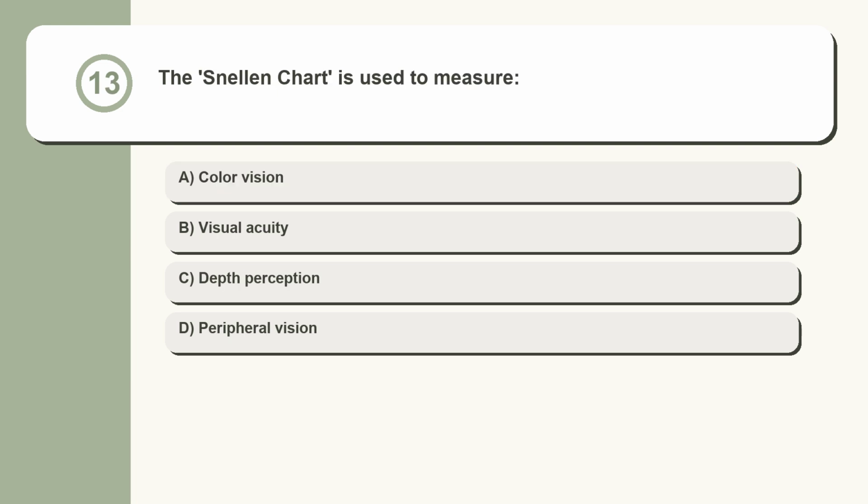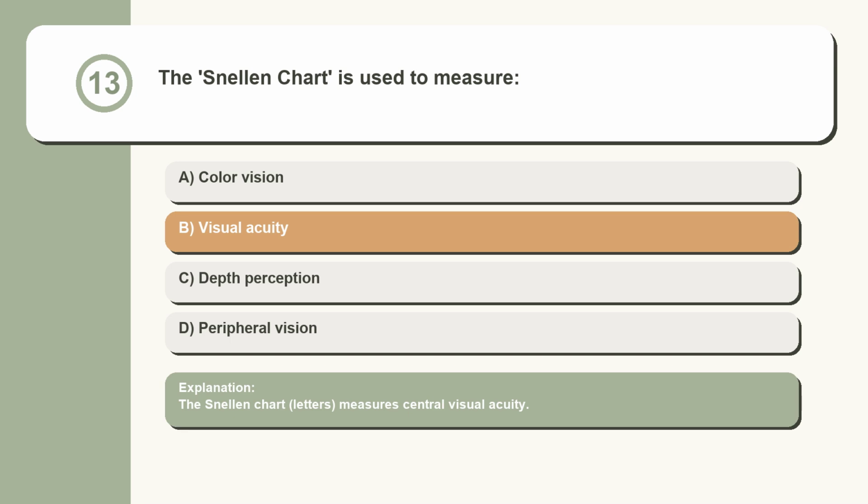Question 13. The Snellen chart is used to measure color vision, visual acuity, depth perception, peripheral vision. The Snellen chart, letters, measures central visual acuity.